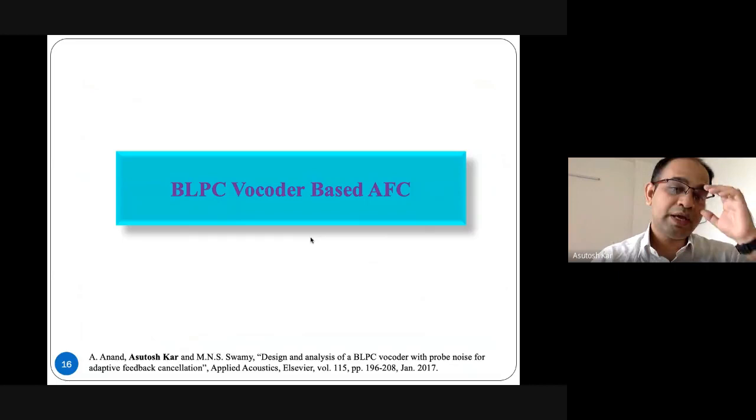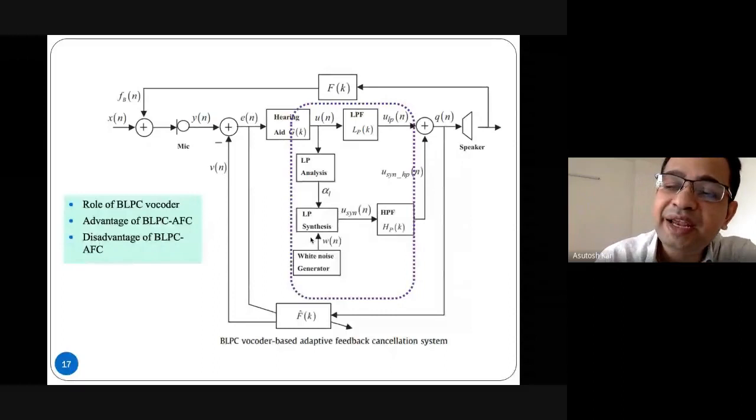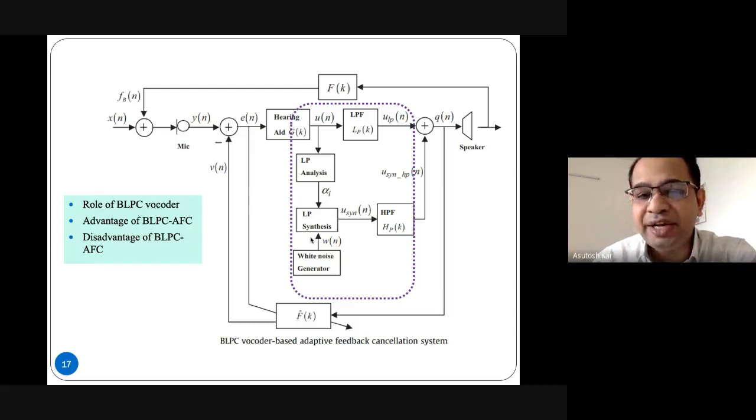I will start with the very first work which we did. That is a BLPC vocoder based adaptive feedback cancellation. So this is the block diagram. This block diagram was not proposed by us. I'm telling it again, this was not proposed by us. This was proposed by a group of people from the Technical University of Denmark, which is situated in Copenhagen. What they did was use a synthetic version of the signal which comes out of the hearing aid.